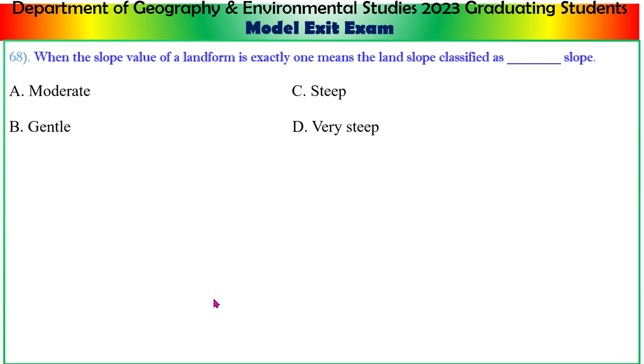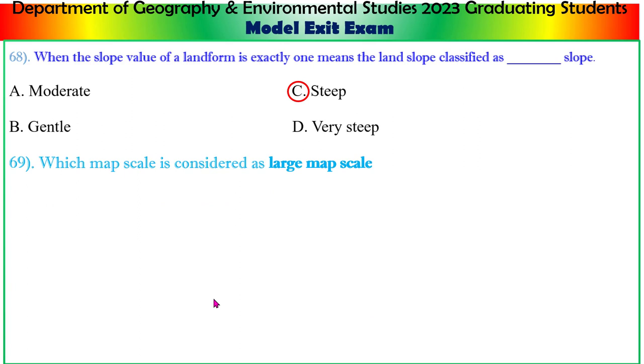Let's give some explanation. The slope value is typically expressed as a ratio, with the numerator representing the vertical change in elevation, that means the change in elevation from A to B, and the denominator representing the horizontal distance between two points on the map. So a slope value of 1 indicates a 45 degree angle or 100% slope, which is considered steep. This means that for every unit of horizontal distance there is an equal unit of vertical change in elevation. So the answer is steep.